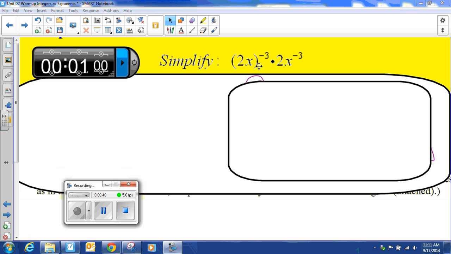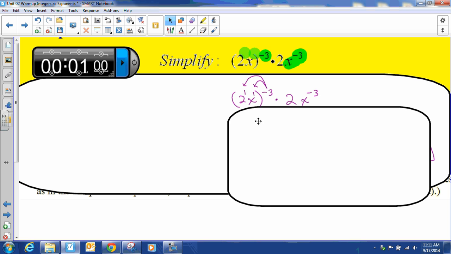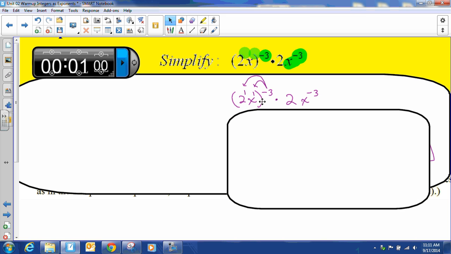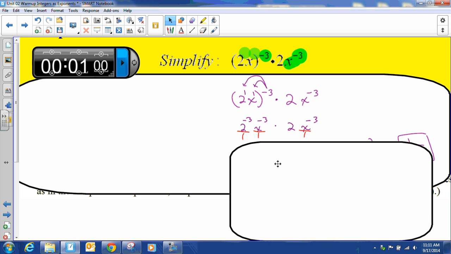Let's simplify this one. We have 2x in parentheses to the negative third power times 2x to the negative third power. Now the big difference is that this power only pertains to the x. This power here pertains to 2 and the x. As you can see, we will distribute that power to the invisible first powers. It's very important to write the invisible first powers, so that when you do distribute, we end up with 2 to the negative third and x to the negative third times 2 times x to the negative third power.